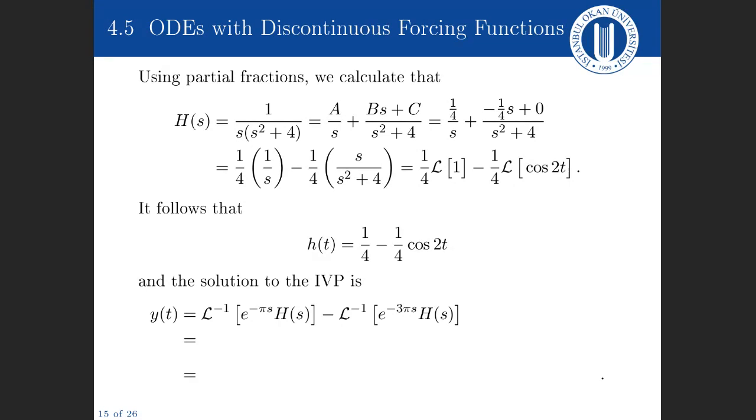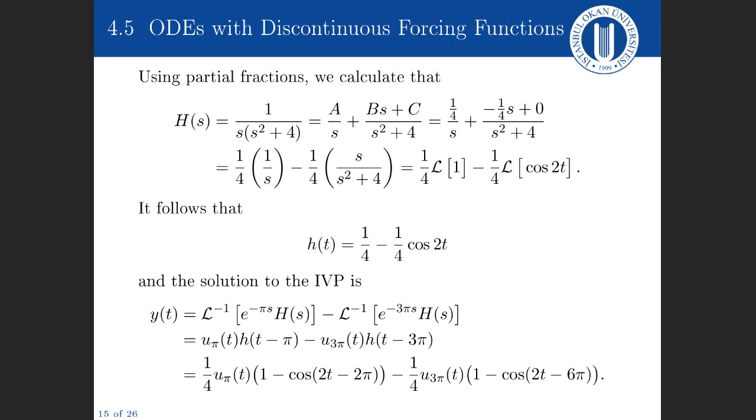At this point, we use our shifting formula to see that this is the same as u pi h of t minus pi, minus u 3 pi h of t minus 3 pi. Substitute in for h, remembering that we need to replace every t by either t minus pi or t minus 3 pi. So it's not 1 minus cos 2t, it's 1 minus cos 2(t minus pi). And at the end, it's not 1 minus cos 2t, it's 1 minus cos 2(t minus 3 pi). And then we have our solution.